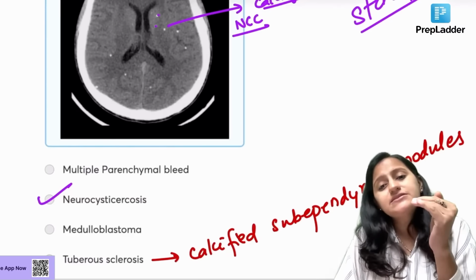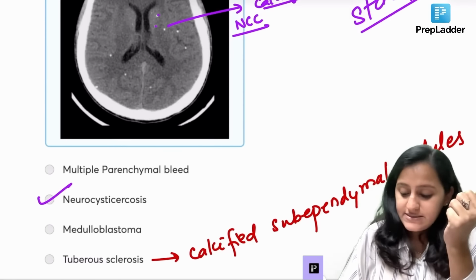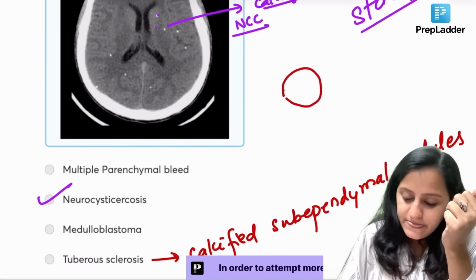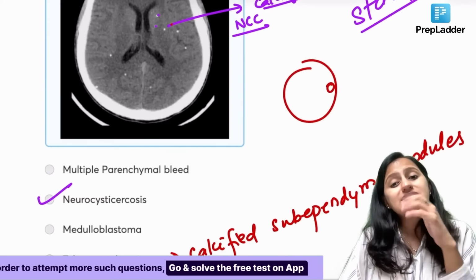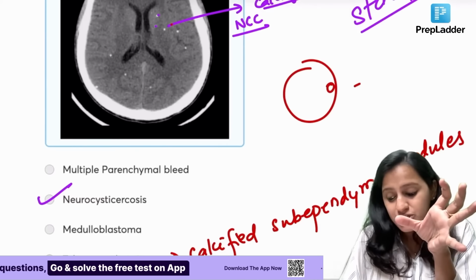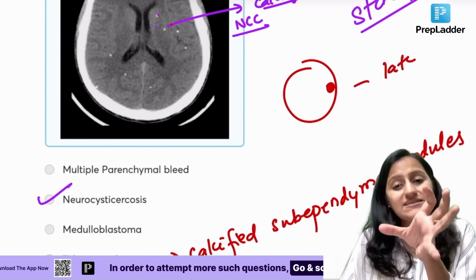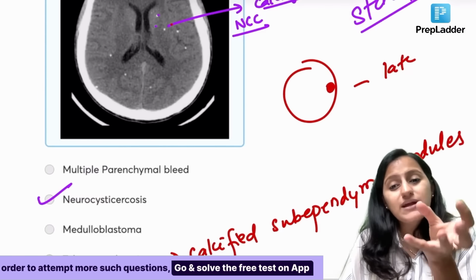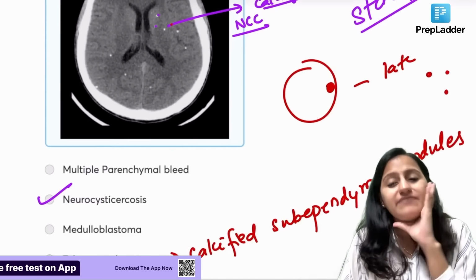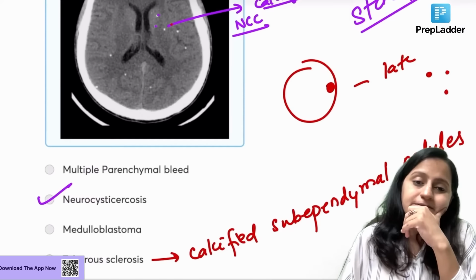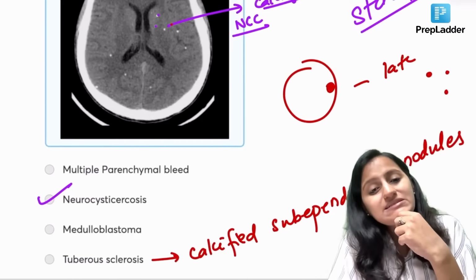See, neurocysticercosis has various stages: vesicular stage, colloidal stage. When it is in the early stage, you see a cyst with a dot. In the late stage, the scolex, the parasite in that cyst, becomes dead. You just see that scolex as the calcified dot. That's it.